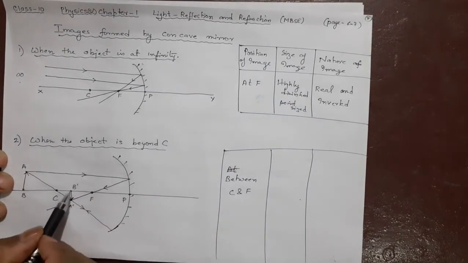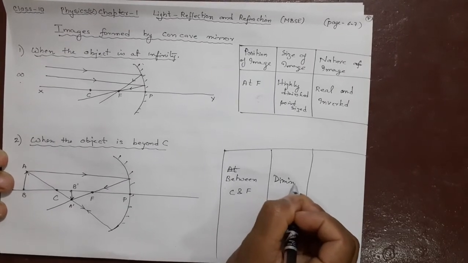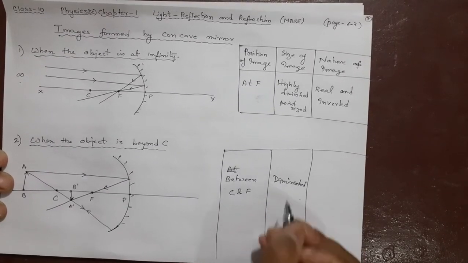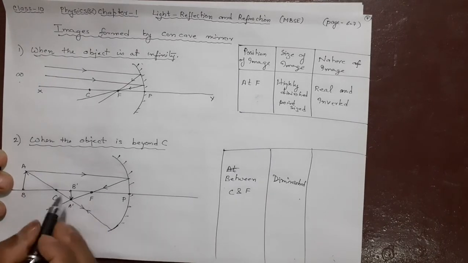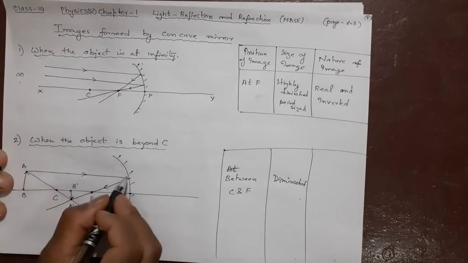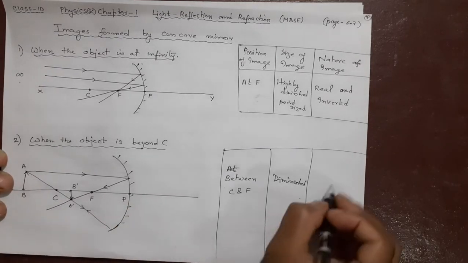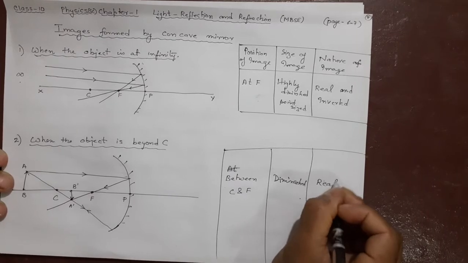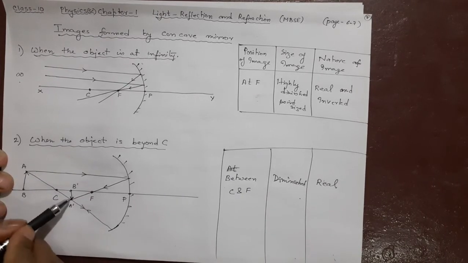Size of the image is still small, but not very small. You can write diminished or small, both will work. And then what is one more thing? Real and inverted. This is still real because the real lines are cutting, not the dotted lines. So this is real. And why inverted? Clearly seen. Upside is the head, now downside is this head.